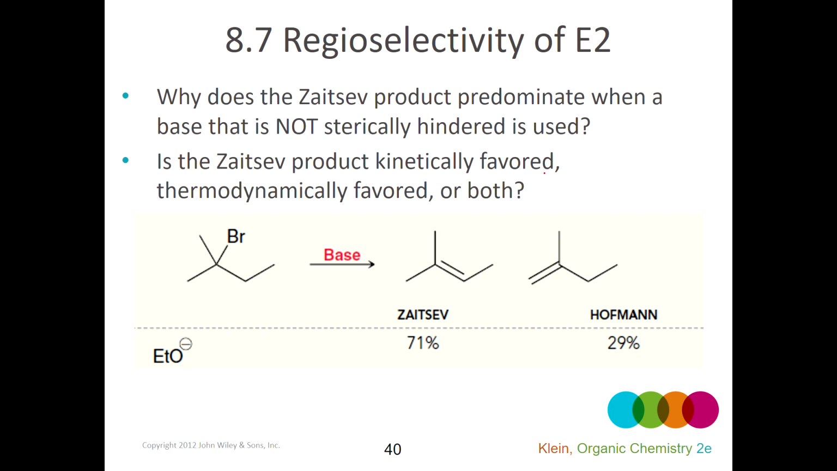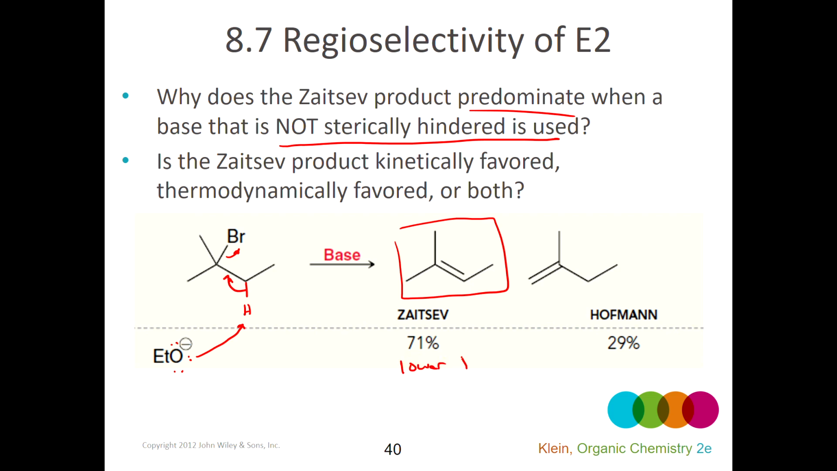So the Zaitsev product predominates when there is not a sterically hindered base in use, right? So we just said that. The reason for that is because at this site here, if the collision occurs, the pi bond that starts to form in the transition state of the slow step is more stabilized by carbon groups than it would be if it formed on the other side. And so the transition state through which this compound is formed is a lower energy transition state, and so it's formed more often.